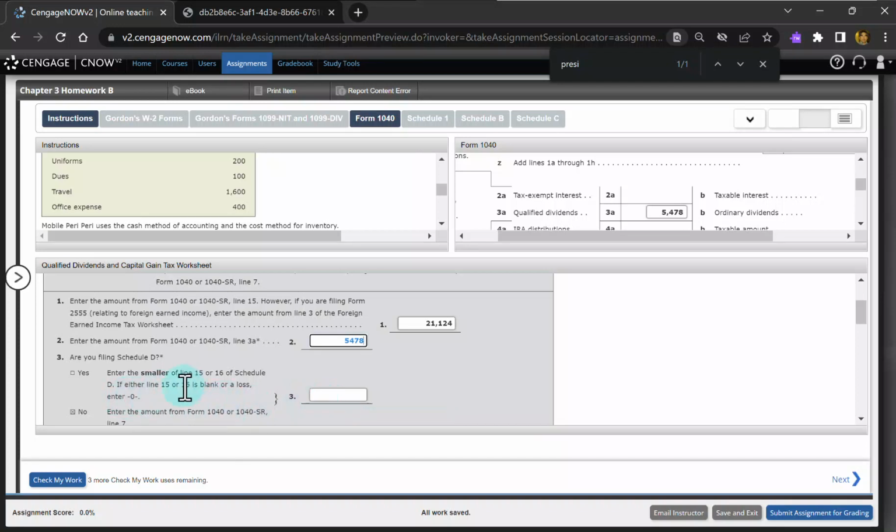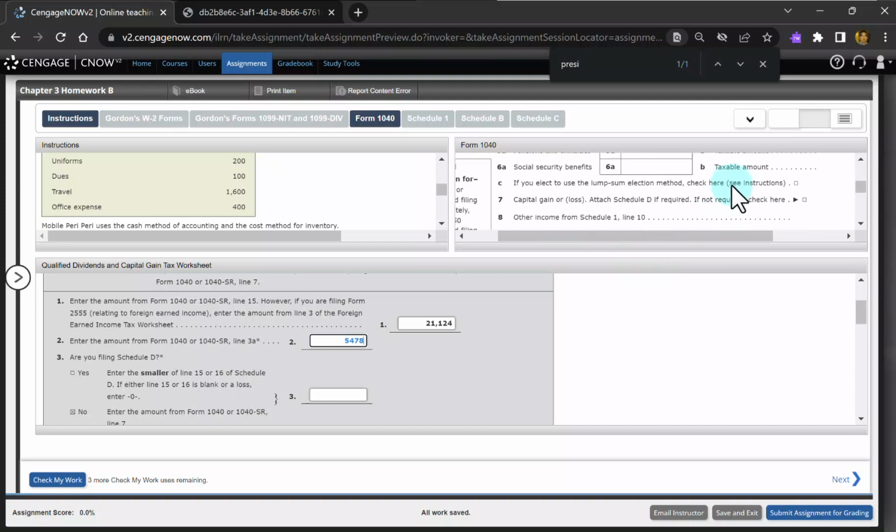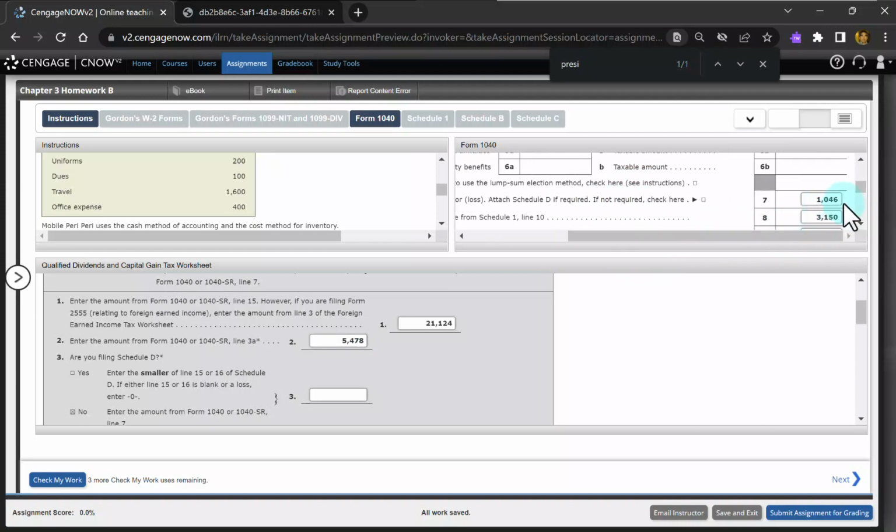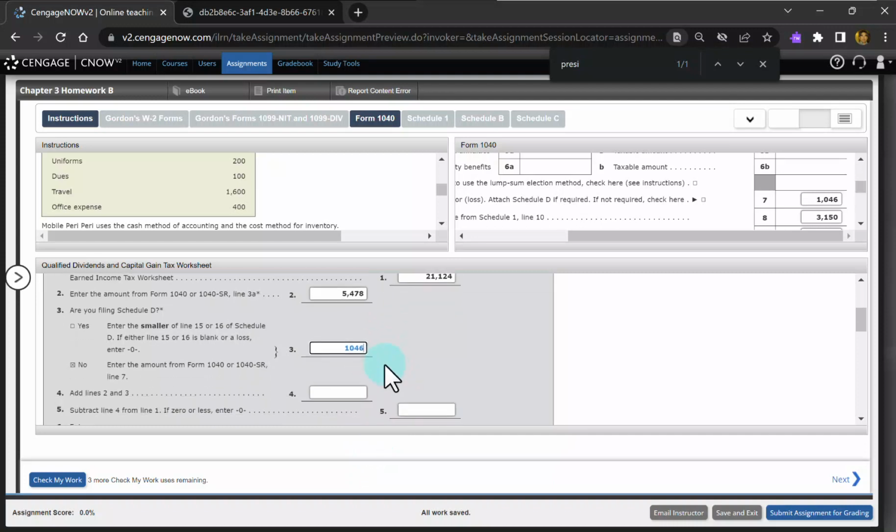Typically, again, you would prepare a Schedule D like we had learned last semester in Accounting 134. But we have enough information right here on the 1040, and that's this line 7 here. There's 1046 coming from the 1099 DIV form. So we would add up the two.